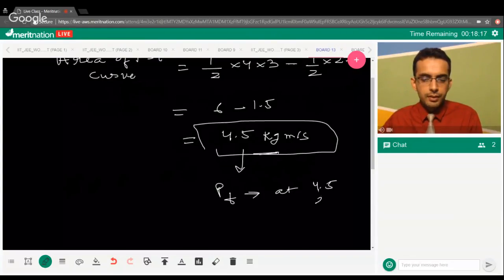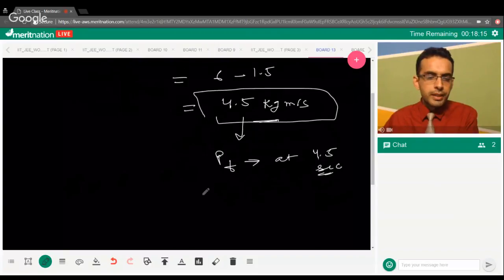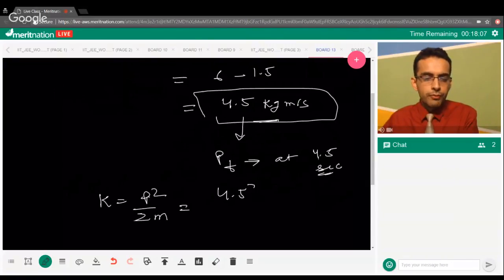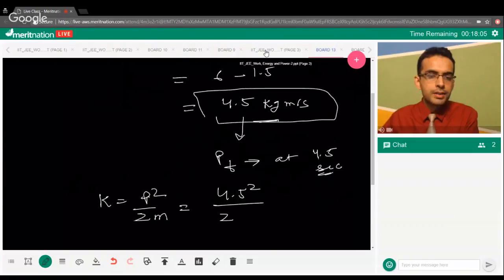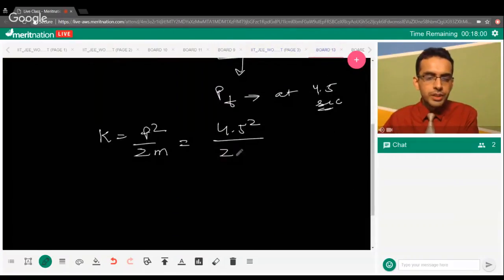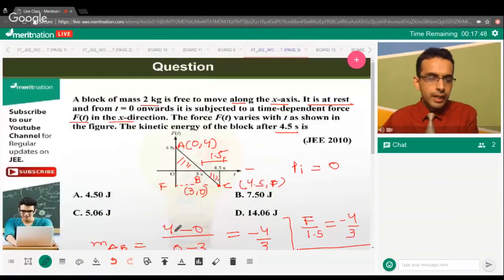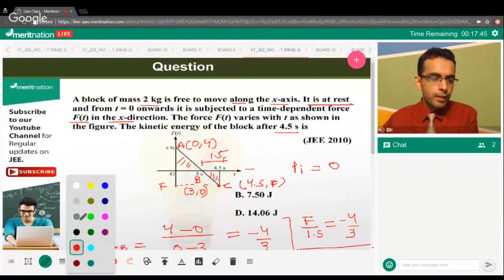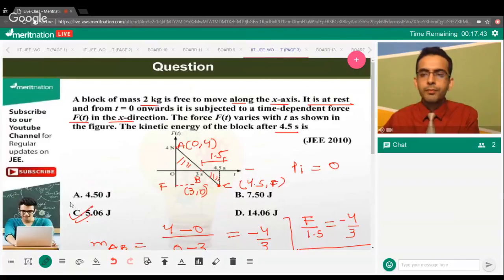At 4.5 seconds, so use simply K is equal to P square by 2m. Simply substitute here: 4.5 square divided by 2. And what is the mass? You can see the mass is 2 kg. So put here the value of mass also. So what do you get? You get around 5.6025. So the correct option is C, right?